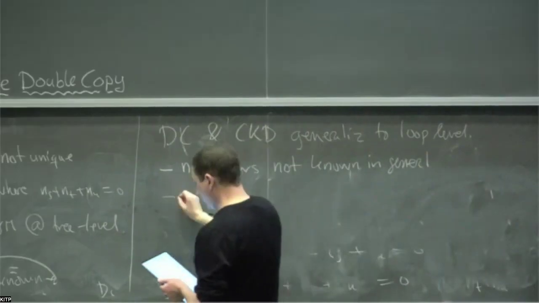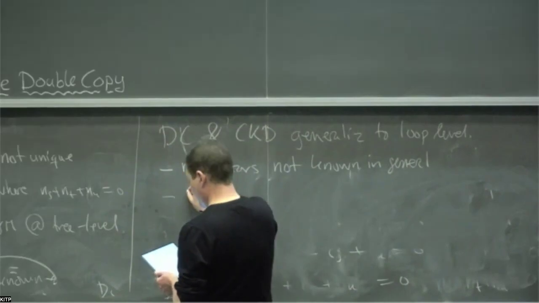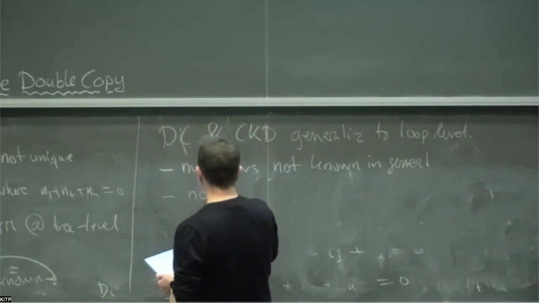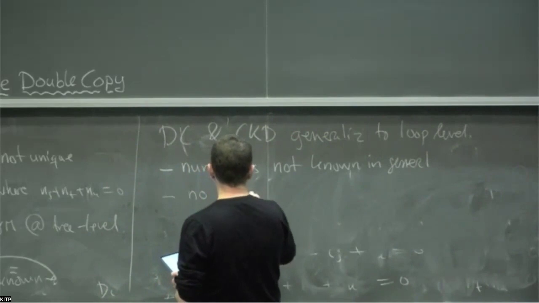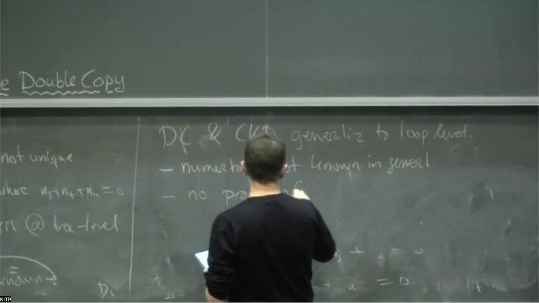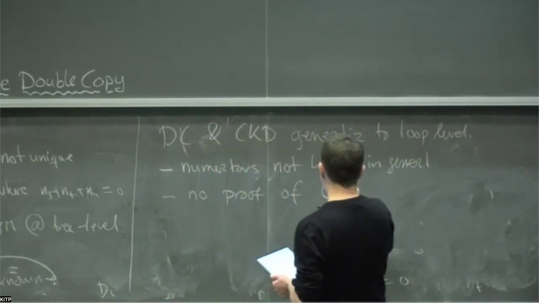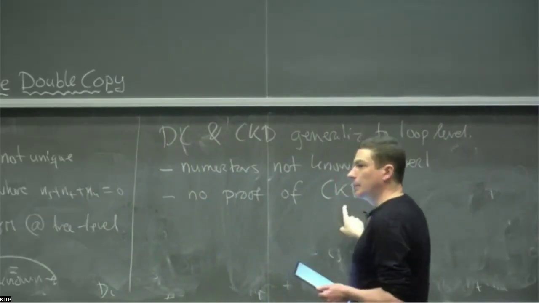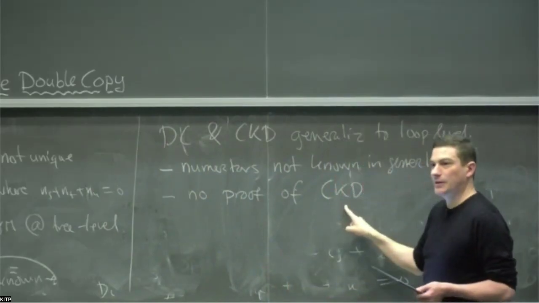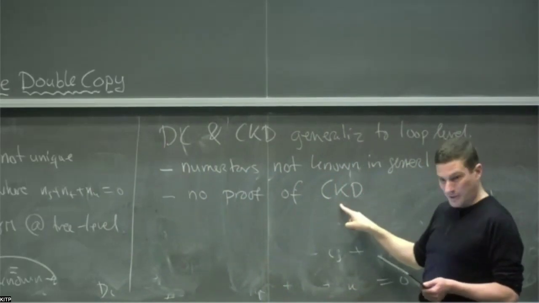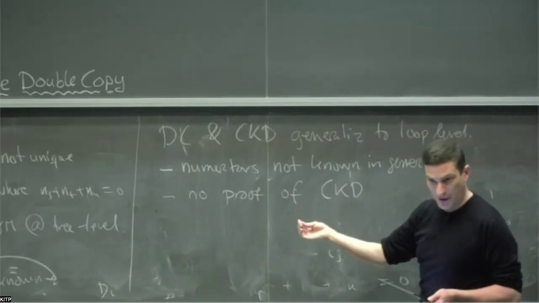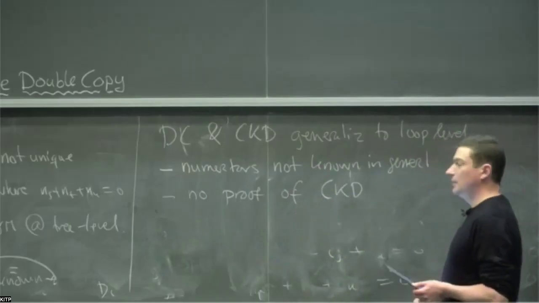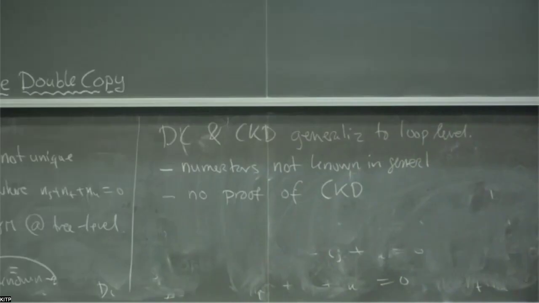Also, there's no proof of color kinematics duality. Let me say that if you can prove color kinematics duality, then double copy just follows automatically. So I don't think we need to prove double copy separately. This is what we need to prove.